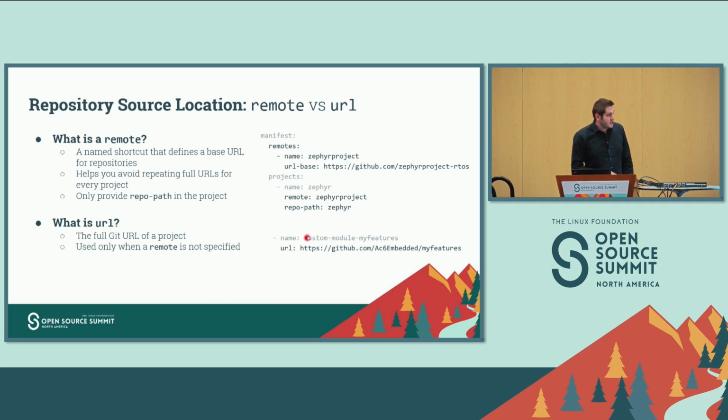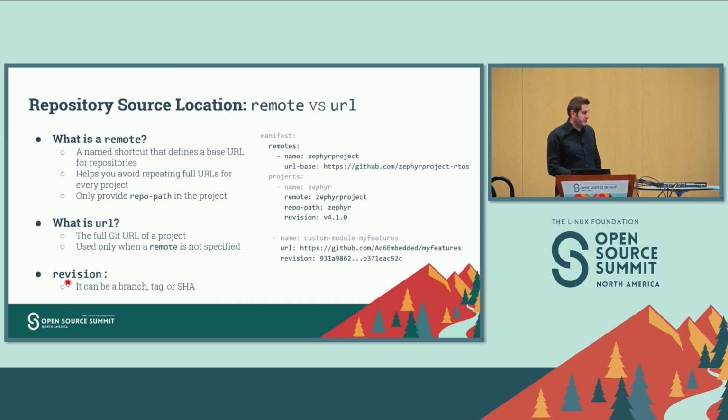And here for the URL, I just provided the whole URL to the repo. We still also need to specify the revision. The revision could be a branch, a tag, or a hash. Basically, here I want to get Zephyr version 4.1.0. So this is a branch or a tag in GitHub. But I can also use the revision, which is the commit hash that you have. It also works.